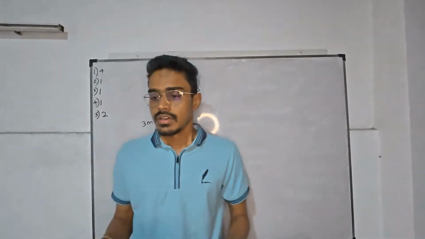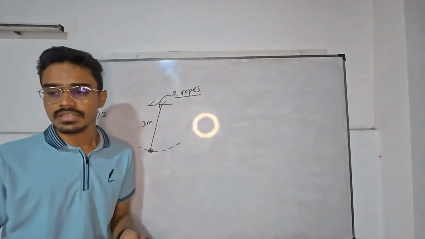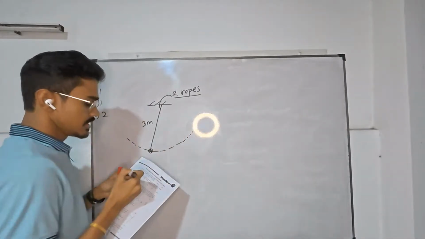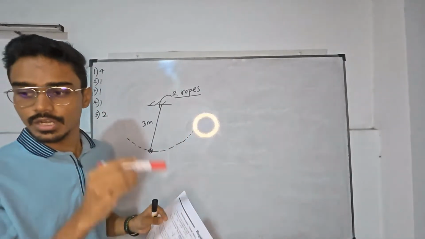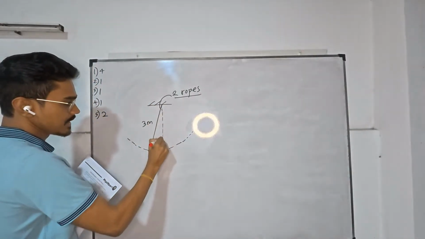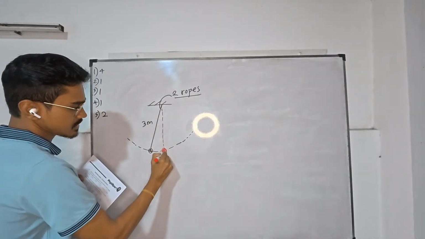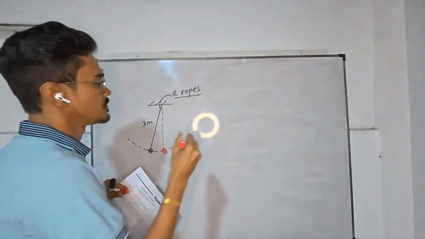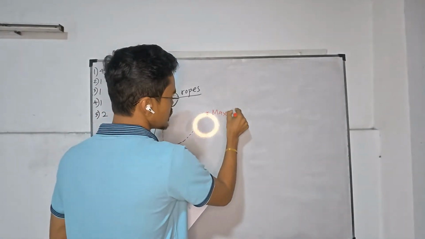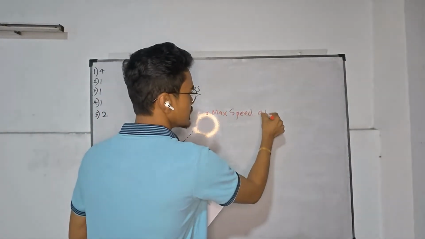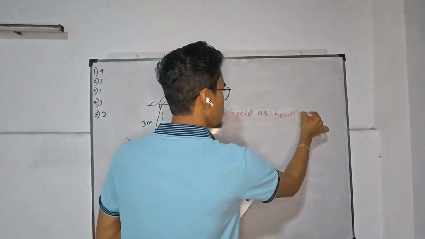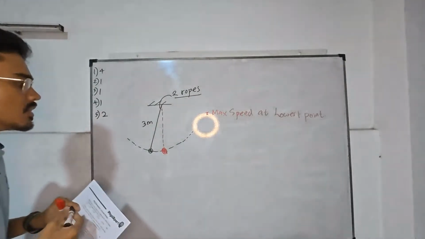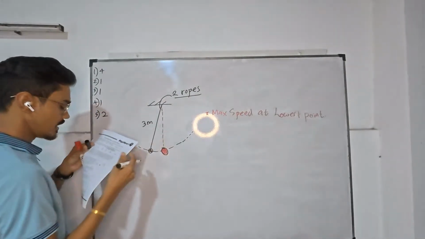Right. So the first argument we have to use is the maximum speed of the swing. The maximum speed of the swing occurs at the lowest point, right? The first point is maximum speed is at the lowest point. So therefore, my point of interest is this now.